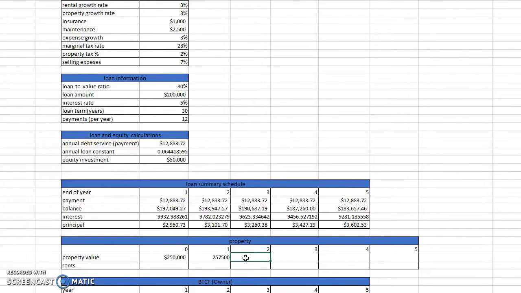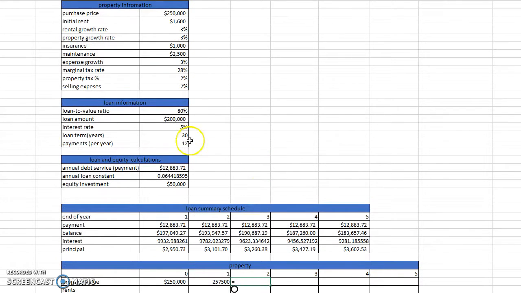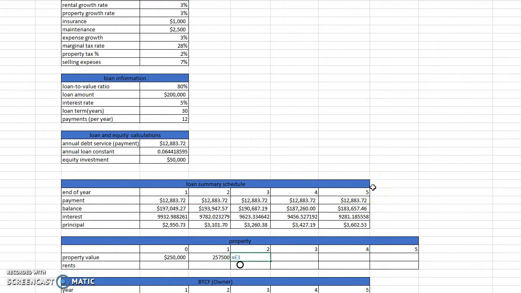And then you'll just do that for all of them. Take the purchase price and then multiply it. We'll do the second year this time, added by the property growth rate. And then the property value will go up.